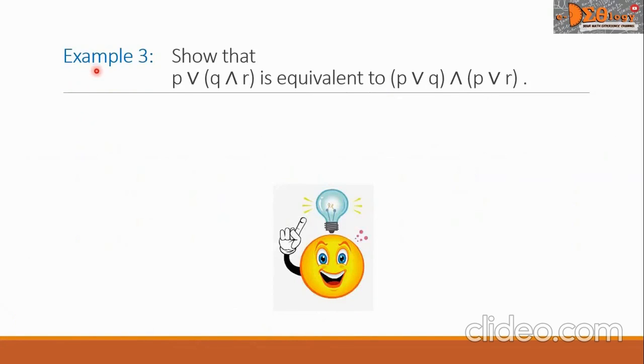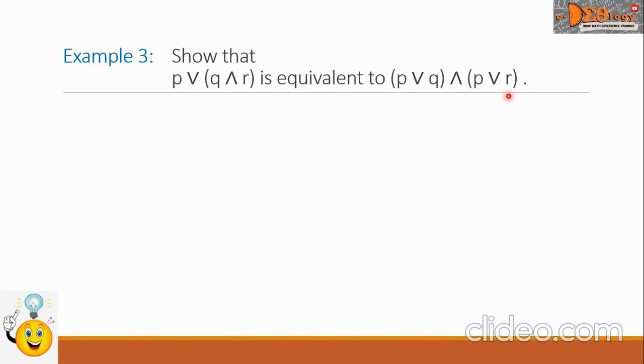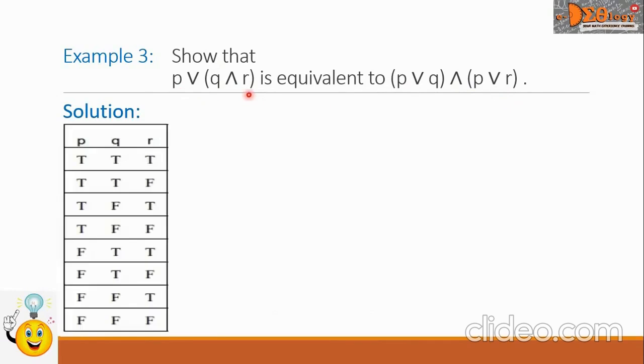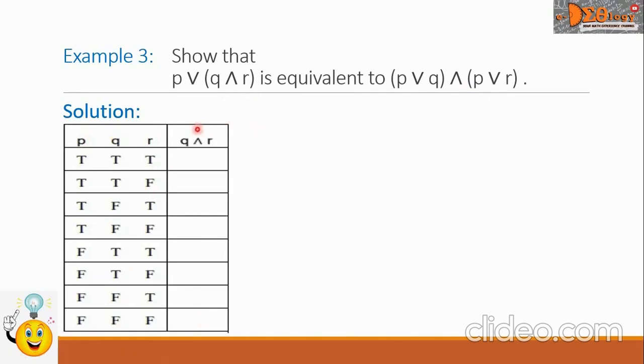Let's have example 3. Show that P or the compound proposition Q and R is equivalent to the compound proposition P or Q and the compound proposition P or R. We can see here that we have three propositions P, Q, R. So let us start with the truth values of P, Q, R respectively, and then let us evaluate Q and R. And the values are here.